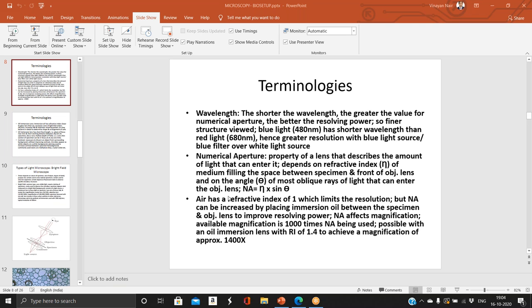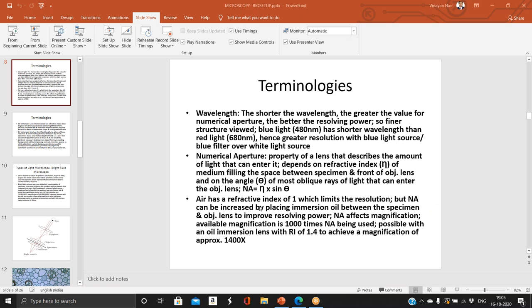Now, air has a refractive index of 1, which limits the resolution. So what is refractive index? Refractive index is nothing but the speed of light in a given medium to the speed of light in vacuum. So air has a refractive index of 1, which limits the resolution, because air is what fills between the objective lens and the slide.